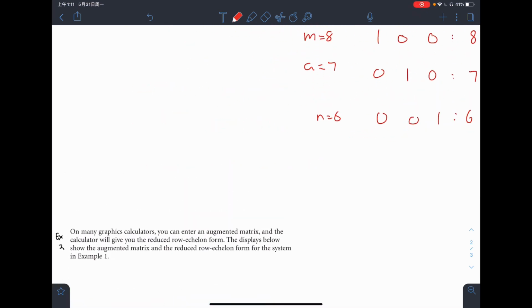With many graphing calculators, you can enter an augmented matrix, and the calculator will give you the reduced row echelon form. The display below shows the augmented matrix and the reduced row echelon form for the system in example 1.